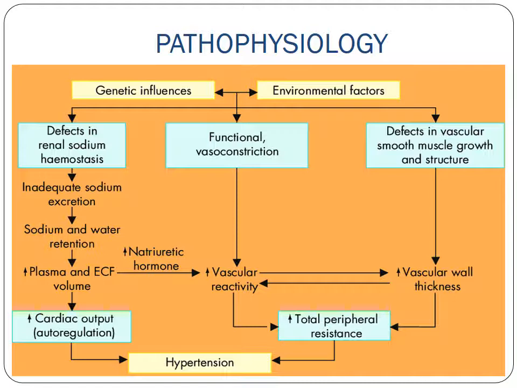You can just go through this to see what really happens and what goes on during this condition. It could all be due to your etiological factors, genetic as well as environmental factors. What actually goes on? There are defects in the renal system. This affects the kidneys, causing inadequate sodium excretion, and eventually you will see decreased cardiac output. This could also be renal sodium homeostasis, and can also be due to functional vasoconstriction and defects in vascular smooth muscle growth and structures.